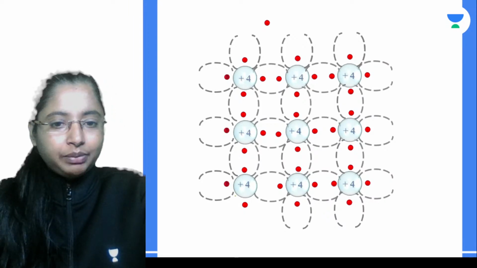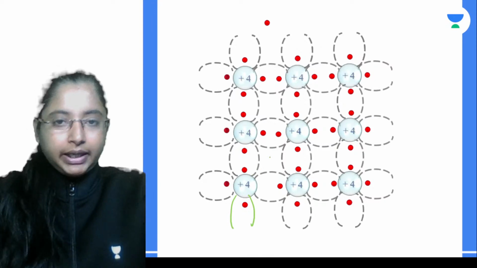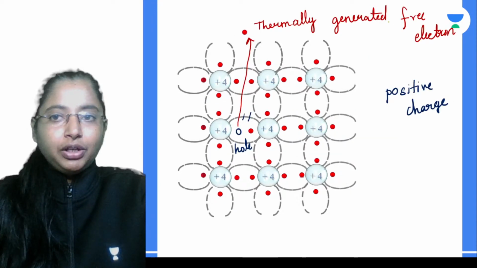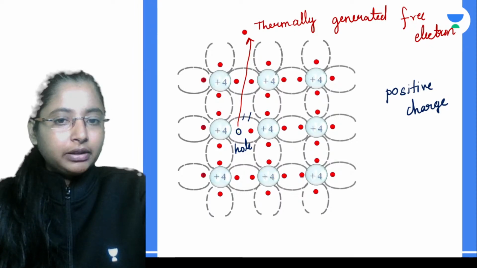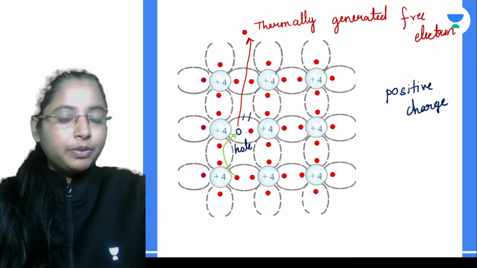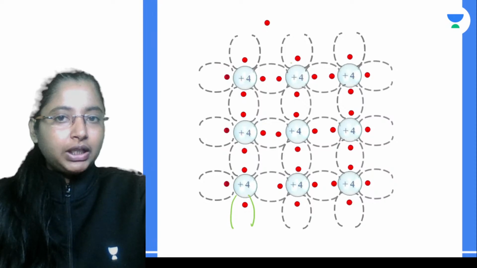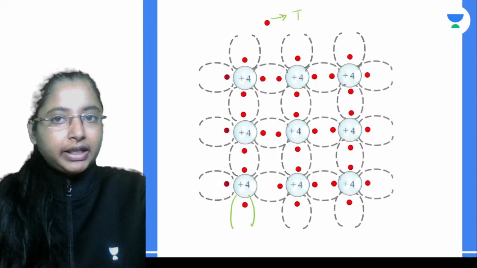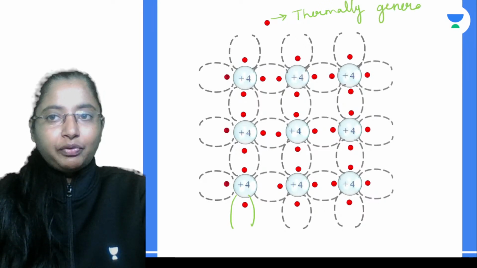We are thermally exciting this particular material again. What happened is, because of thermal excitation, one electron got removed. So there is a hole there. Now what will happen is, some other electron will jump into its place. So that electron, when it goes here, this one is thermally generated. That's it. This one is thermally generated and it's out. Thermally generated free electrons are available for conduction.